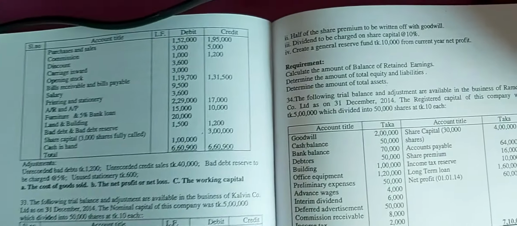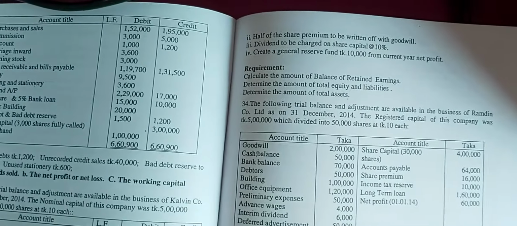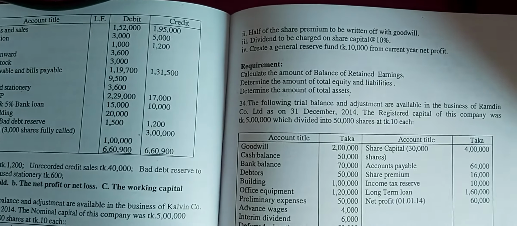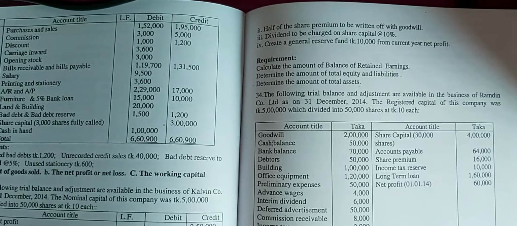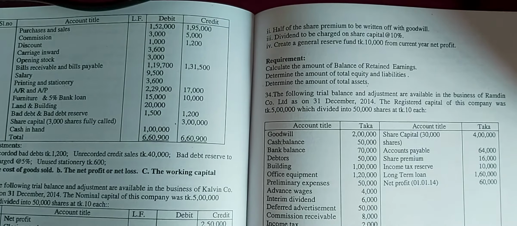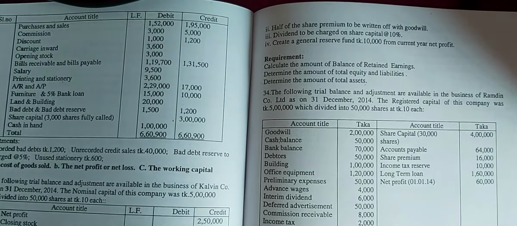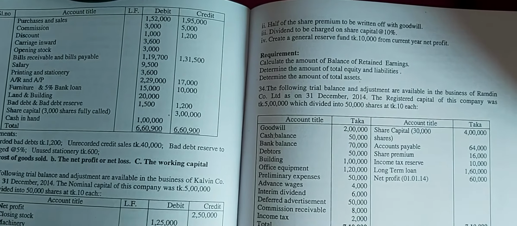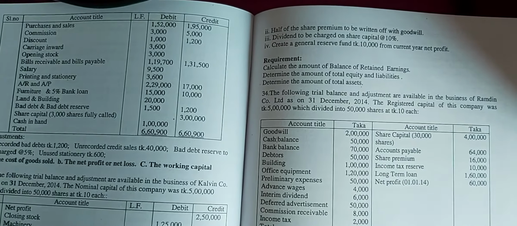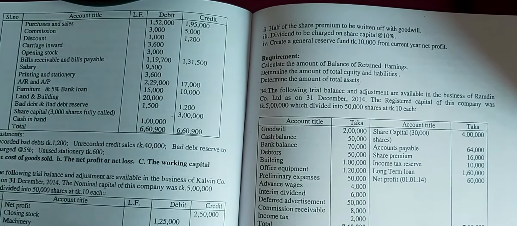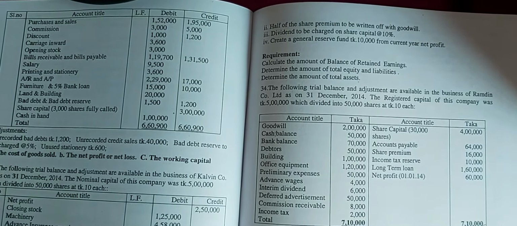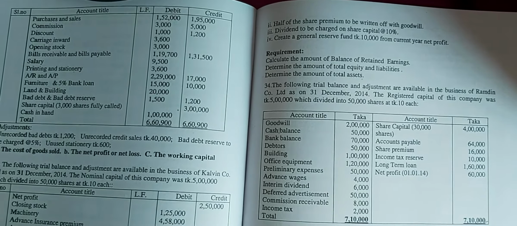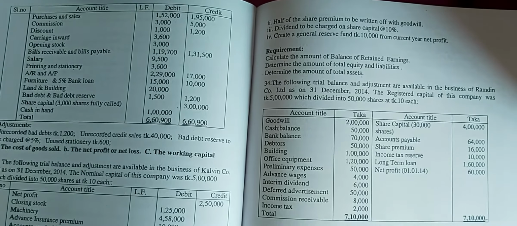Second one, half of the share premium to be written off with goodwill. Goodwill is one kind of fixed asset. Share premium is one kind of reserve and surplus item in financial position under the equity and liability head. So half of the amount of share premium is to be written off with goodwill. In reserve and surplus, and then on the asset side, fixed asset, goodwill will be written off with the amount of share premium, that is the half amount.